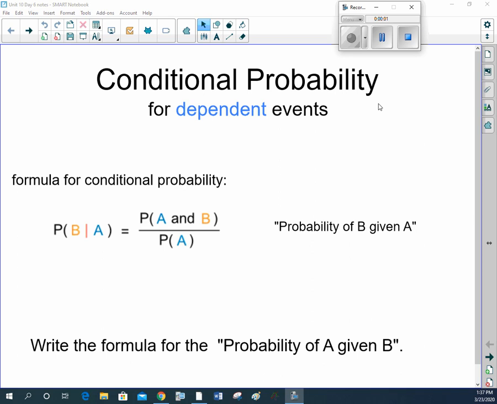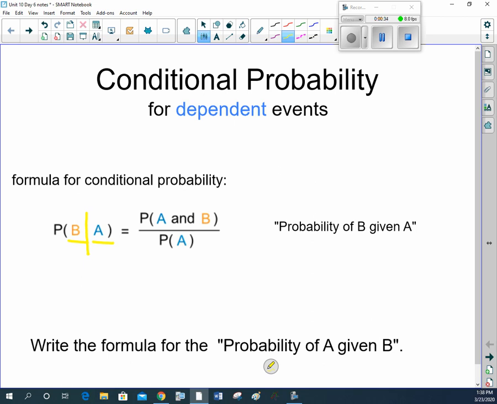Okay, so today's lesson is going to deal with conditional probability for dependent events. We're going to figure out how to find the probability if you're given a certain condition. Over here on the bottom left, we've got this formula, and you would read that as the probability of B given, we read that straight line as given, event A has happened. So you're looking for the probability of B given that event A has happened.